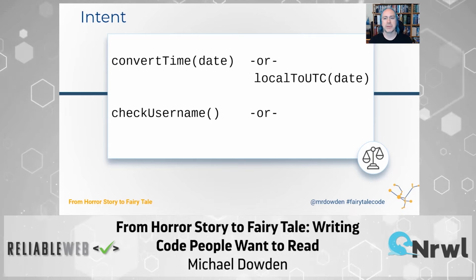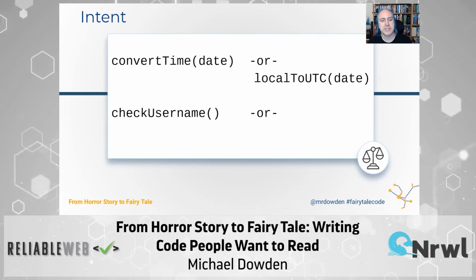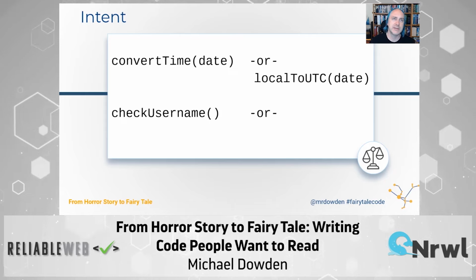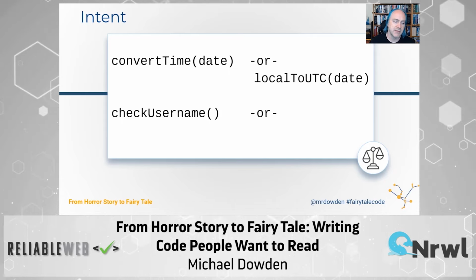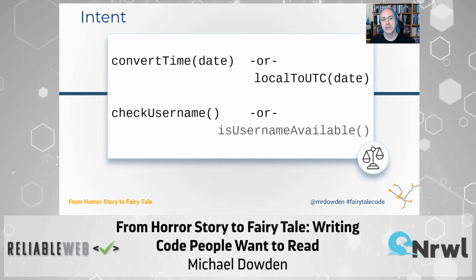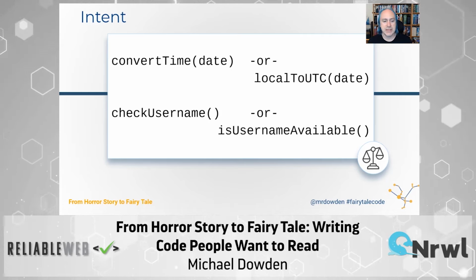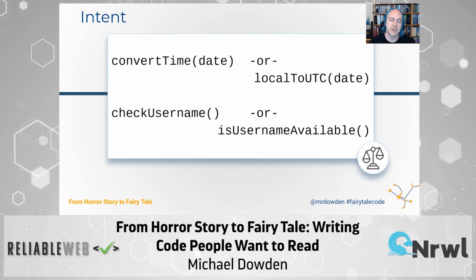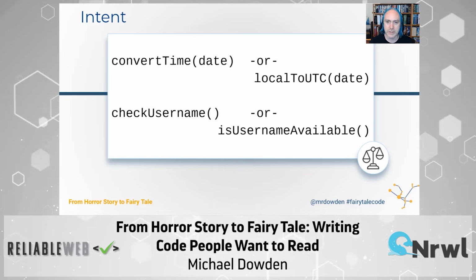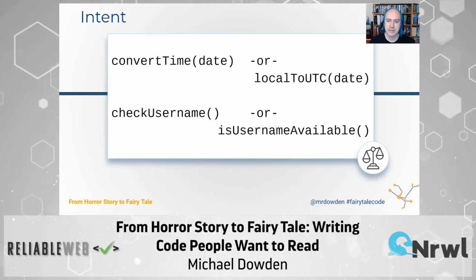Here's another example of intent. Check username. What am I checking it for? Am I checking to see if they're logged in, if they're not logged in, if the username is available or not available? Or I can just say it right in the function name, right? Is username available? Now I understand what that function is doing and when I might want to call it. That tells me the intent of that code.